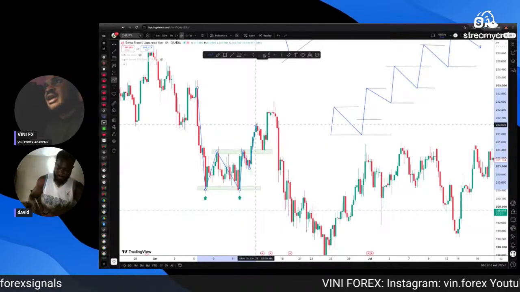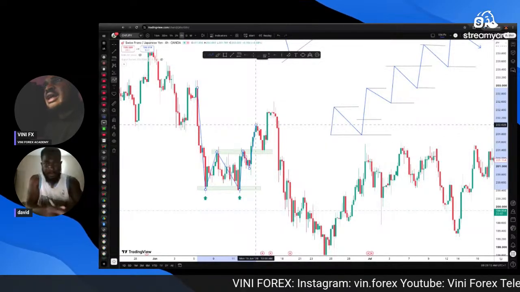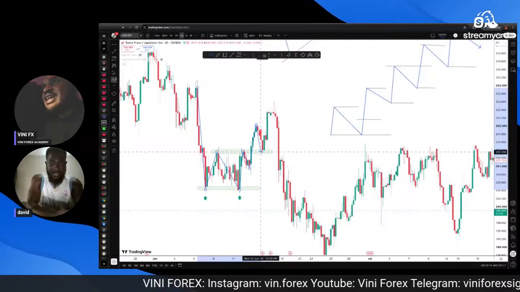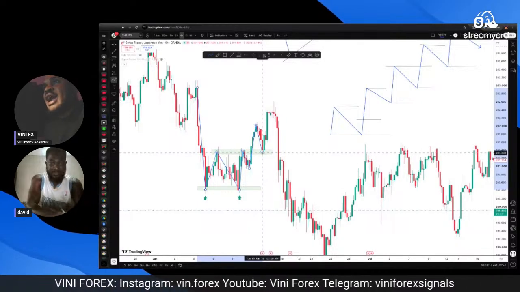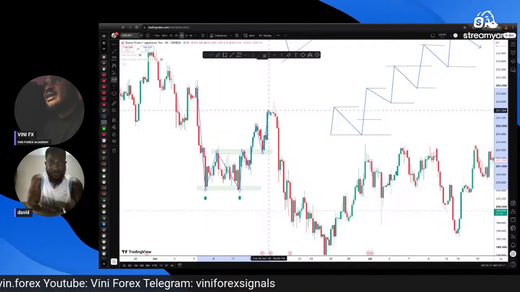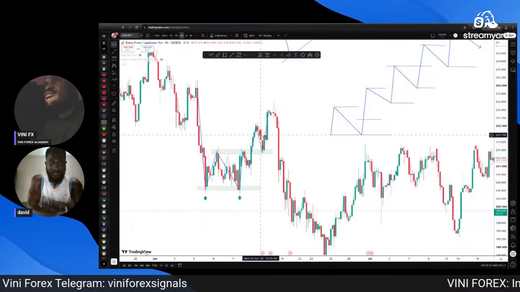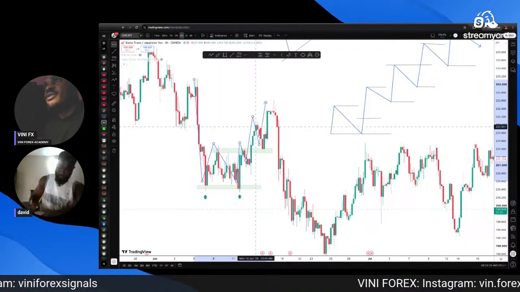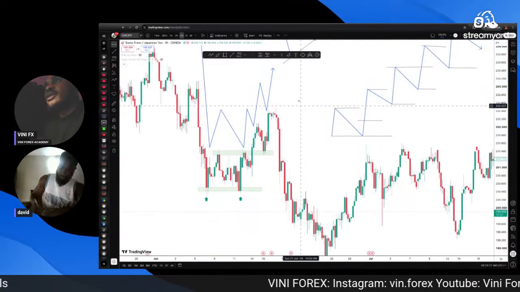After breaking above the neckline, price came back down to retest the neckline. This is it. And after retesting the neckline, the price now bought again. It now bought again. Let me move away this thing I just drew out for you. This is what I just drew out for you. This is it.